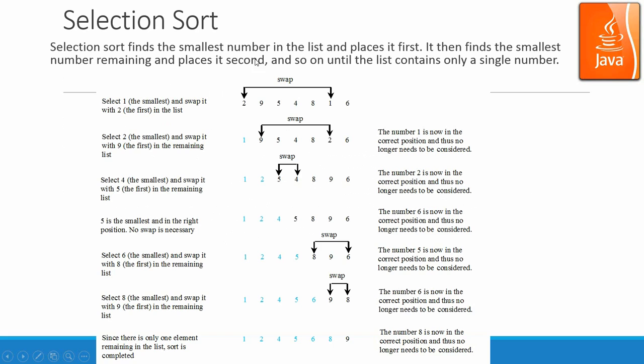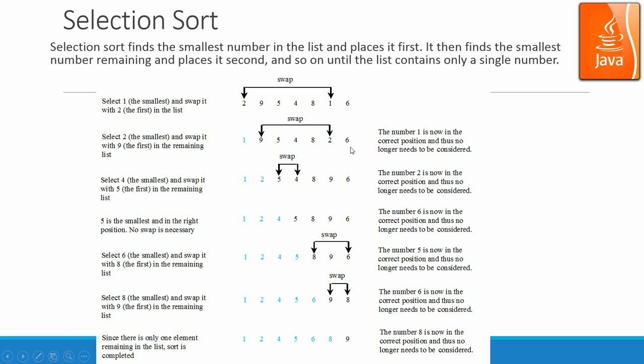SelectionSort finds the smallest number in the list and places it first. It then finds the smallest number in the remaining list and places it second, and so on until the list contains only a single number. So the way to do it is we start to look at the whole list and find the minimum. Step 1 is find the minimum. Second, we swap it with the first item. So we swap it, and this item is considered to be a sorted list.